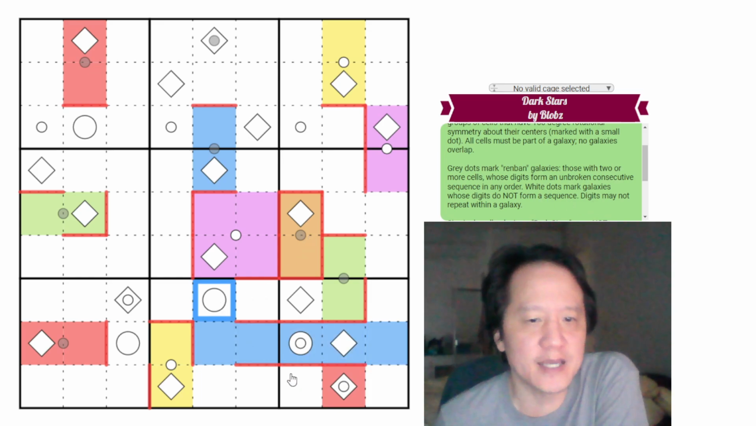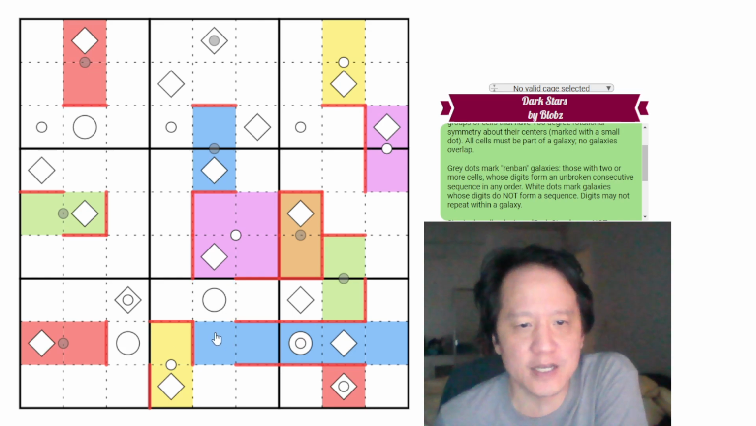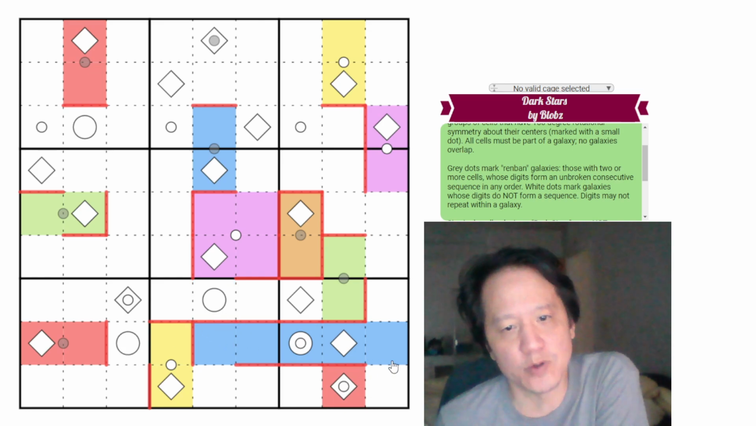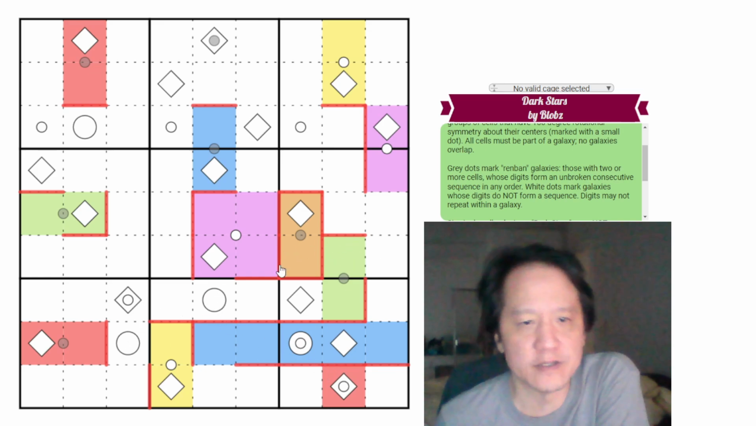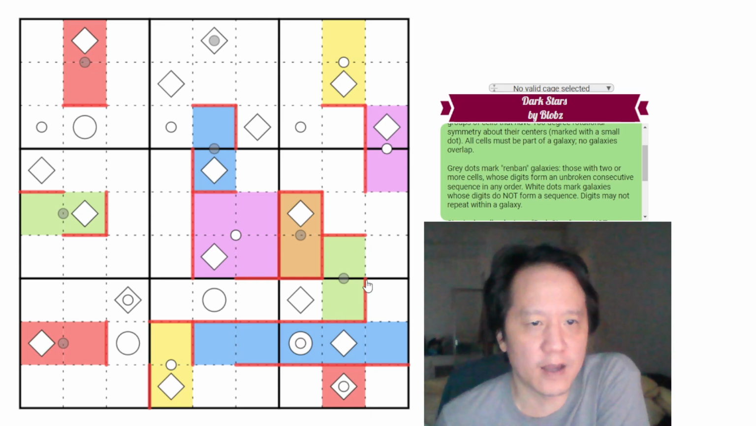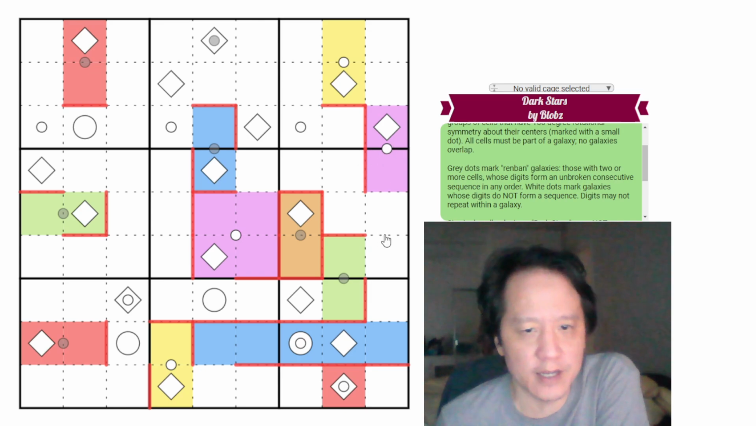Okay, so this cannot go this way. Okay, digits cannot repeat within a galaxy. So it cannot go that way because then these two would be the same number. Right, so okay, yeah, you cannot. Yes, so then this one can't go that way. This one, that eliminates that. Right, digits cannot repeat in a galaxy. I didn't process that correctly.